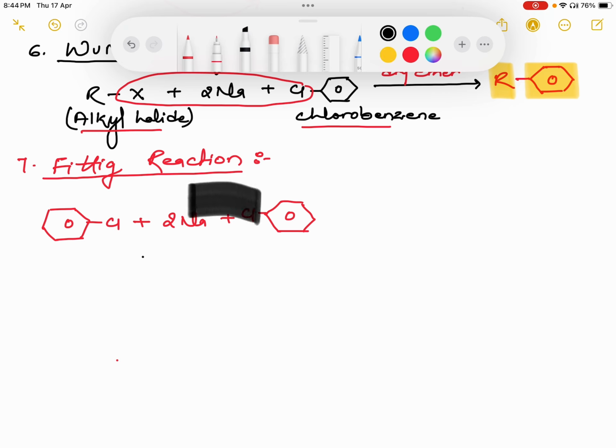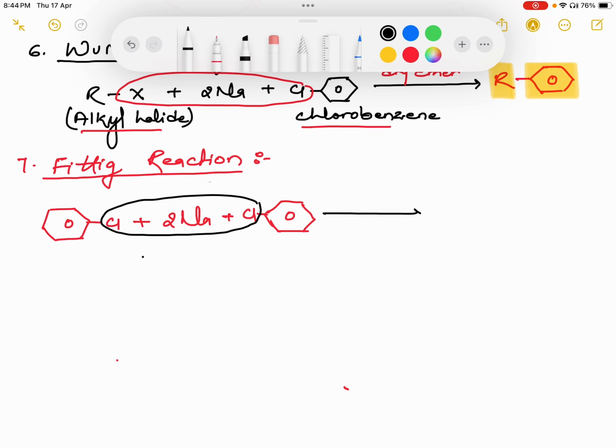So this chlorine, sorry. So here we have two Na. So these 2Cl will be taken away by the 2Na. Again, the reaction condition is the same, that is dry ether. What will happen? The two benzene rings will attach, and this reaction is known as Fittig reaction, or this will form diphenyl.